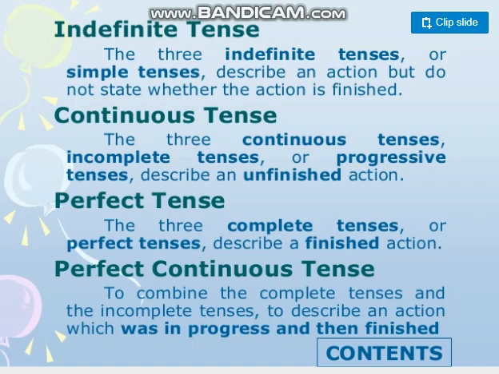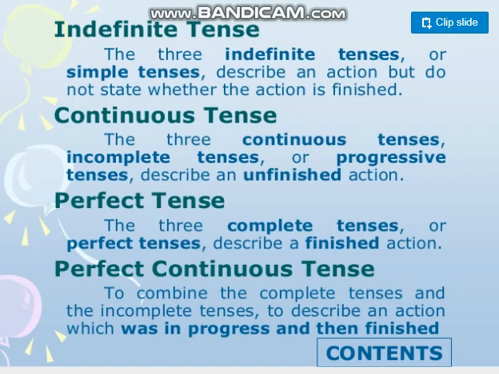Perfect tense: the three complete tenses. It can also be called complete tenses. Why? Because the action is completed in it. As its name shows, perfect means it has already been done. When we say this thing is perfect, it means that it has been completed. It describes a finished action, an action which has already been finished. So in all types of perfect tenses, complete or perfect actions which have already been finished are discussed.